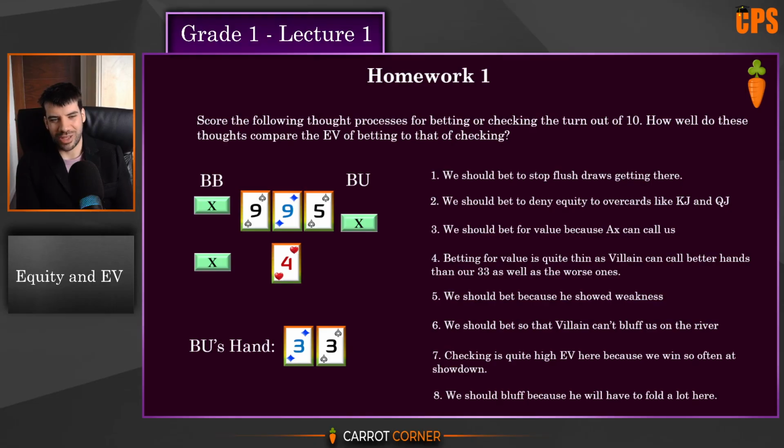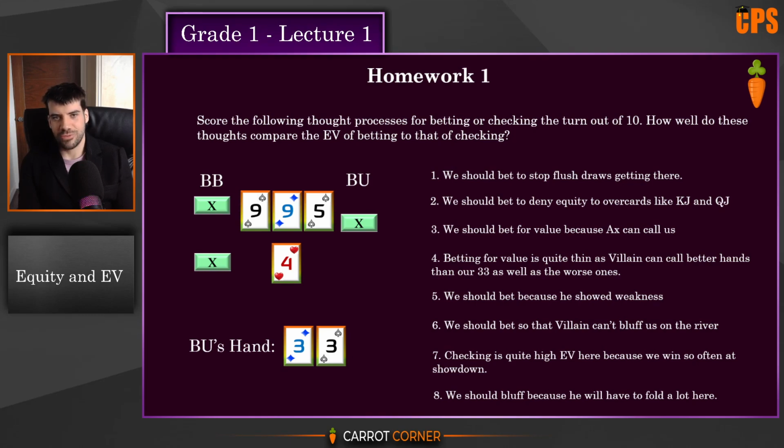But that's not really important because there are many times when villain value bets the river and you fold, and that's a good thing. You're ignoring those with that statement. And you're also ignoring the times he checks the river and you get to thin value bet or check back and win a lot. So just because you don't like one of the branches on the tree doesn't mean that the whole tree isn't still good for you when you check. It's still fine. Checking is quite high EV here because we win so often at showdown.